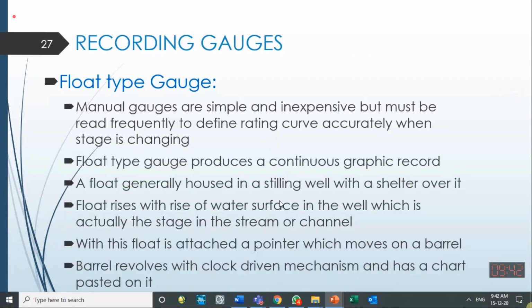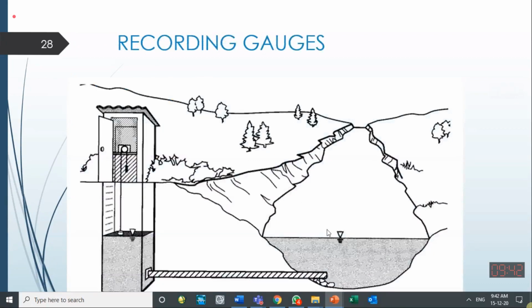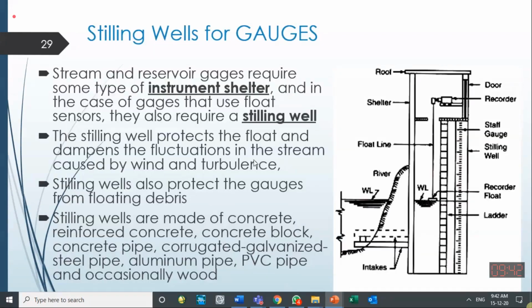Float type gauge installed in the stilling well, I have already explained to you. And the stilling well is important. We have to take care that the stilling well connection should not be choked. Second thing, we have to take care when we are constructing a stilling well that its depth should be lower than the lowest depth of the river. If the lowest depth of the river is over here, its depth should be even lower than that, because some sediments will come to this stilling well over here. If there is no room for deposition of those sediments, then this link or intake will be choked.